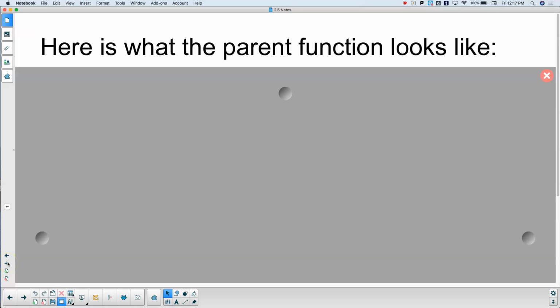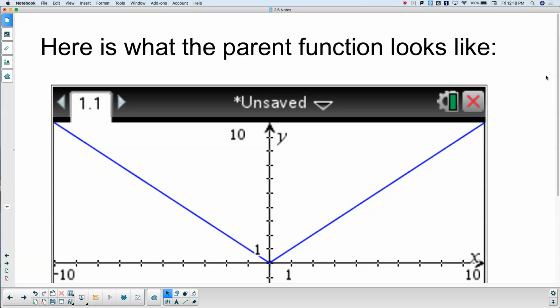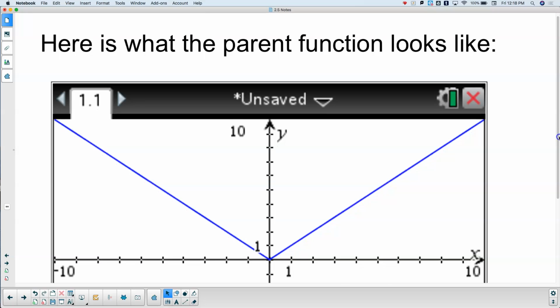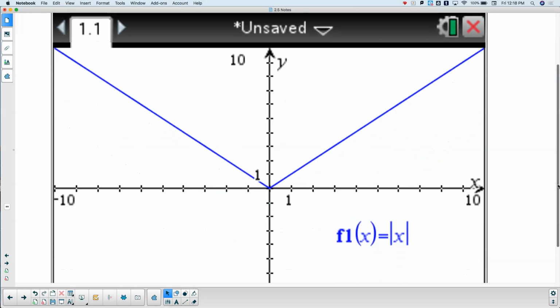So, this is what our parent functions are. In math work, it's called the parent function. We always call it a mother function, because it's fun to say mother function. So, this is what an absolute value equation graph looks like. Let's talk about it. What do you notice about the absolute value of x, which is graphed here?